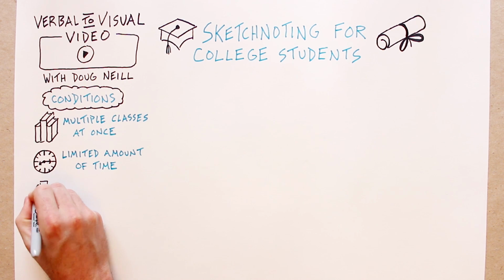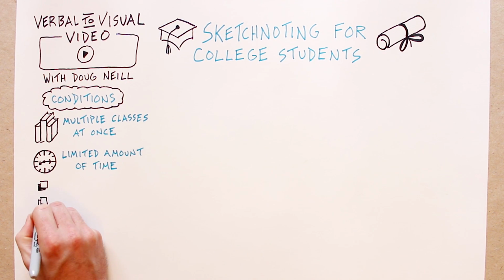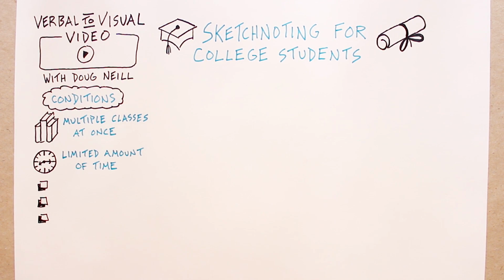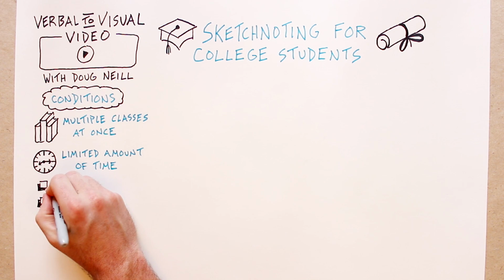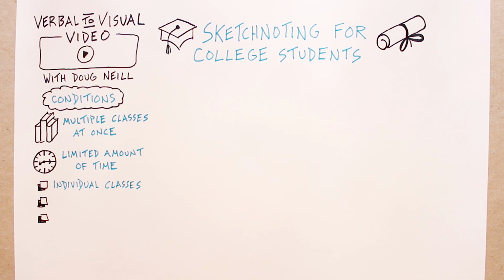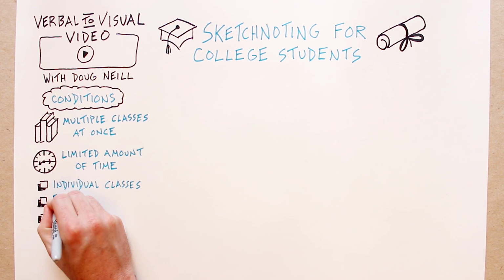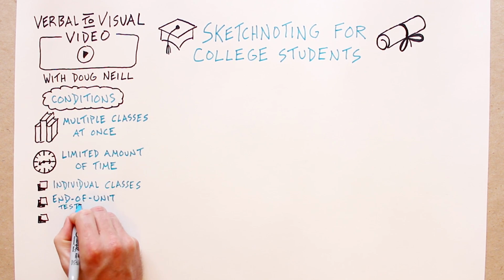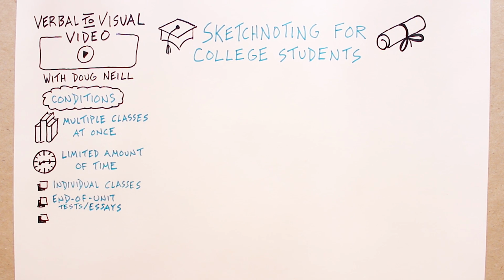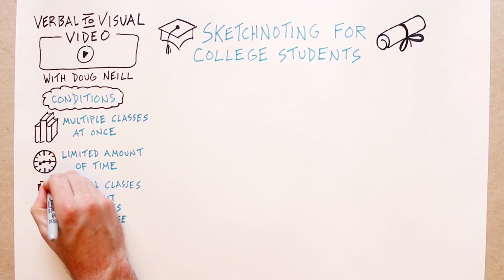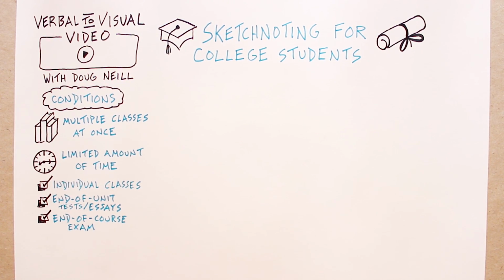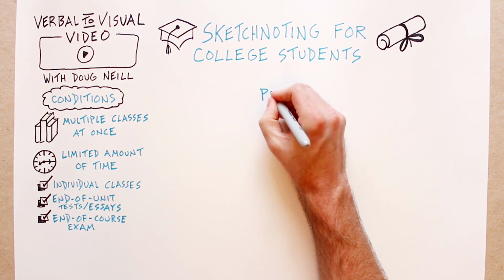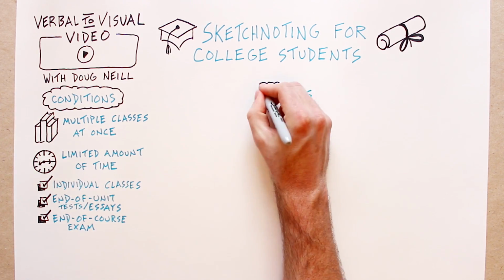There are also regular benchmarks and a more or less consistent schedule to the work you do in a school setting. You've got individual classes that you go to 2 or 3 times a week. And likely at the end of each unit of that course, you will have a test or an essay to complete. And at the end of each course, you will likely have a big exam to tackle. Those are the conditions under which you will be learning. Let's turn now to a process for using sketchnoting to aid in that learning.